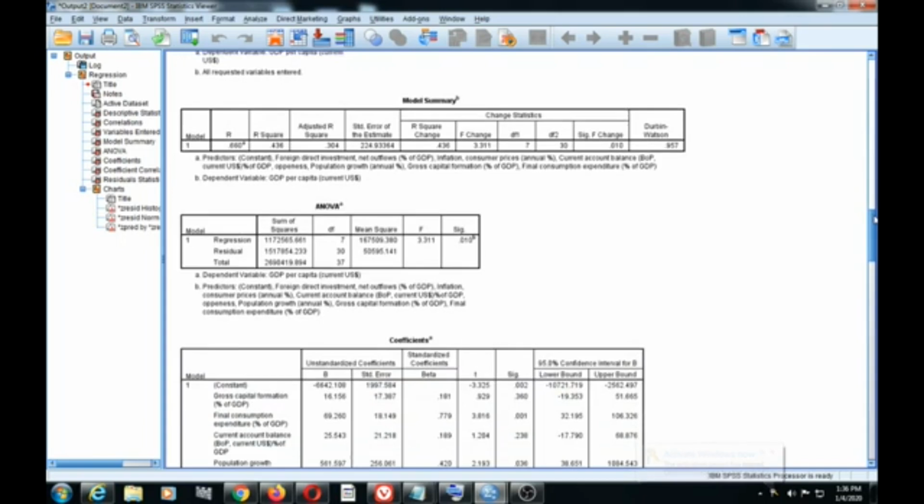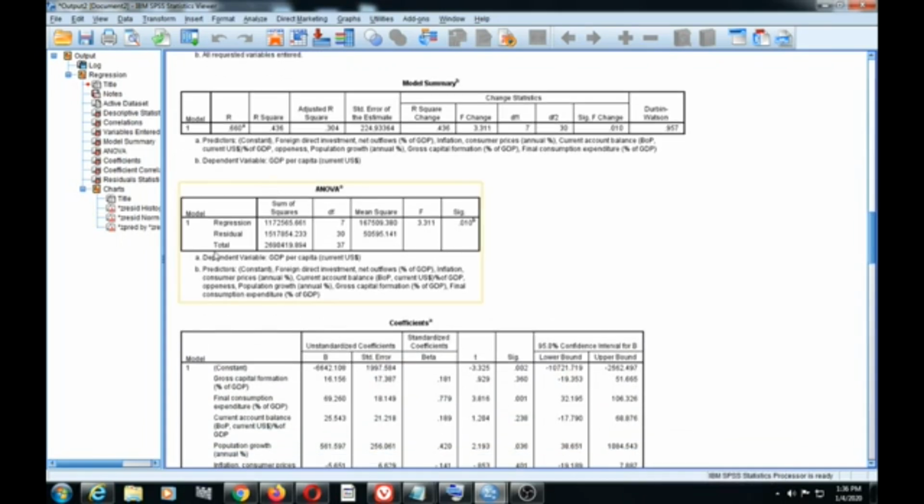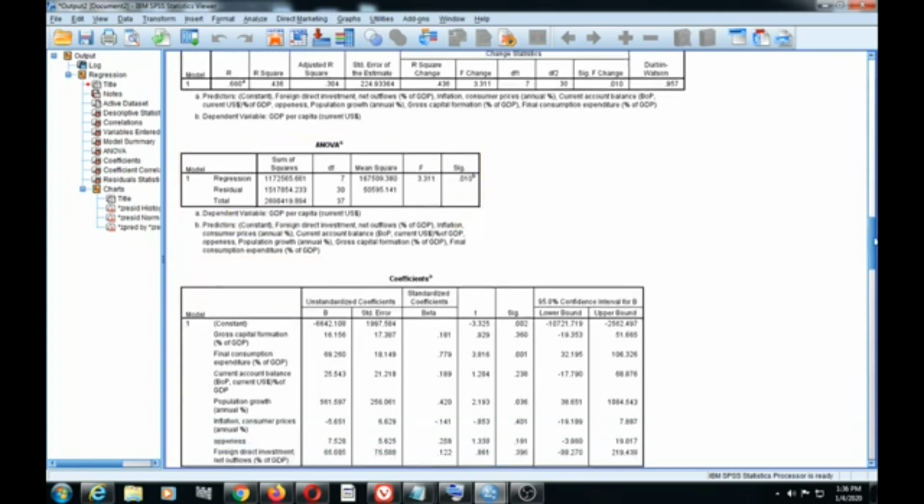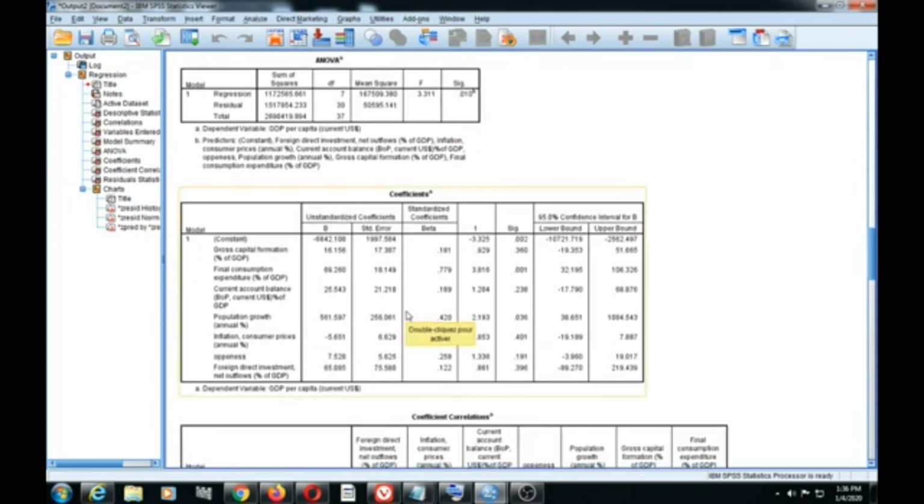You can also see another result, the regression and the residual. For the regression we have 7 degrees of freedom, mean square, the F statistic and the significance of our model. Here is our coefficient table, which gives the size by which GDP per capita evolves when all explanatory variables are evolving.